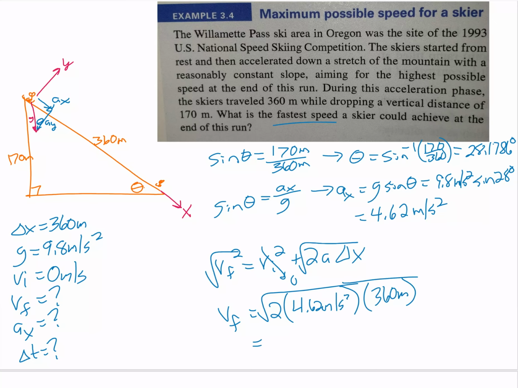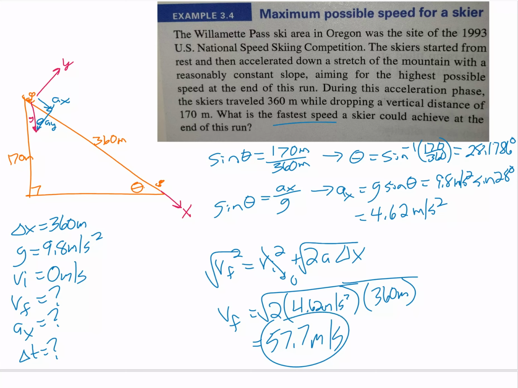What do you get? 57. Exactly 57? 57.7235. So 57.7 for significant figures, meters per second. This is their maximum speed.